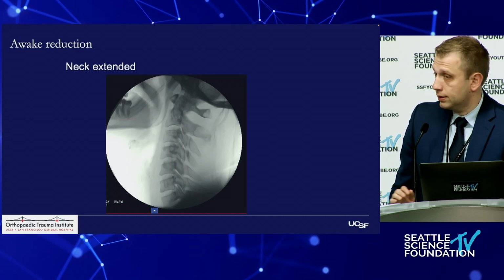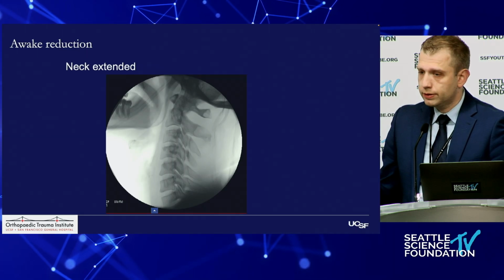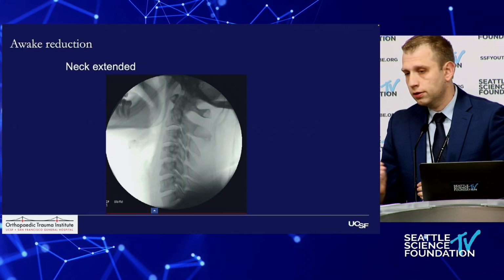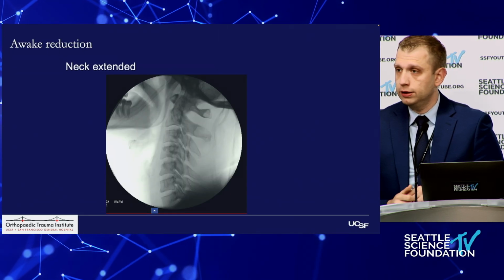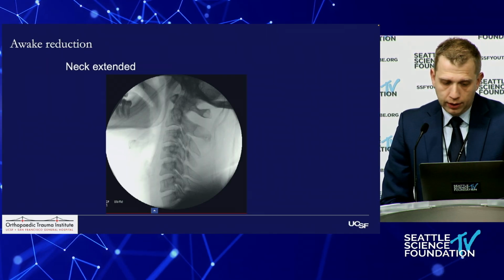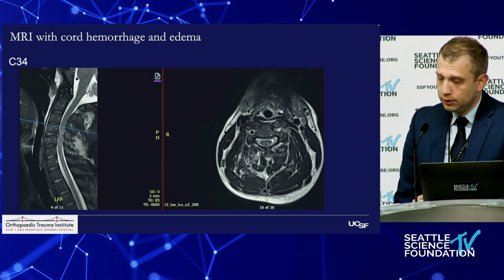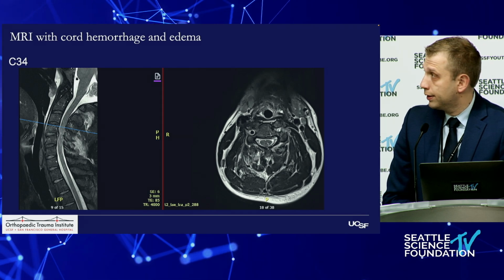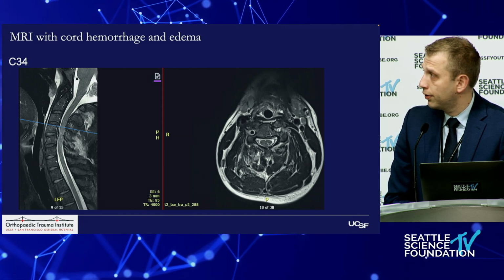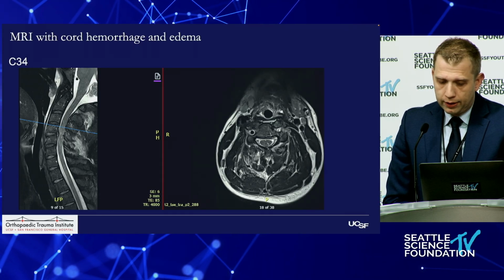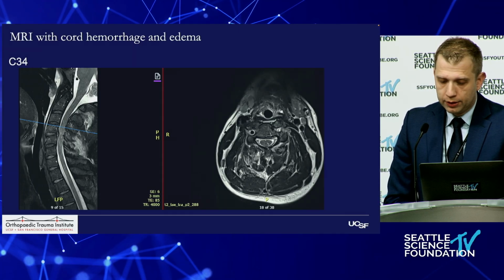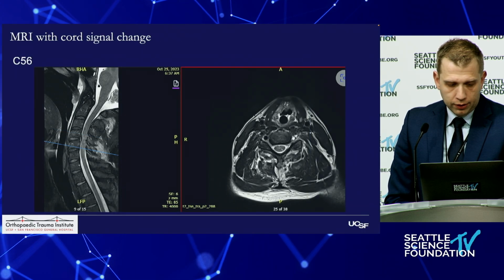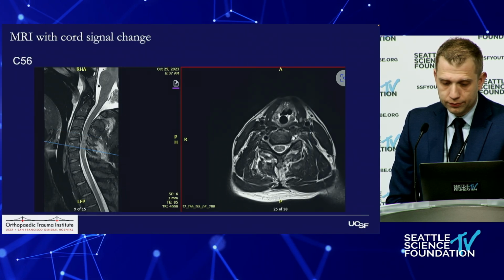And so now the neck is extended, and now it's dealer's choice if you want to go straight to the OR right now, or you could wait till the following morning because you've essentially decompressed the spine. However, in this patient, you could see that there's still ongoing compression, and so we decided to take him immediately to the OR. You can see that at C4-5, there's some cord hemorrhage with cord signal changes, and the other levels are looking kind of snug as well.